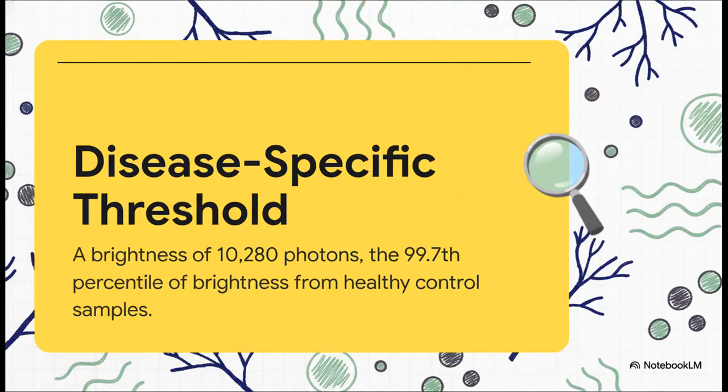To quantify this shift, a disease-specific brightness threshold was defined. This threshold was set at 10,280 photons. Now that specific value corresponds to the 99.7th percentile of the brightness of all assemblies measured in the healthy control samples. So any assembly brighter than this is exceptionally rare in a healthy brain.